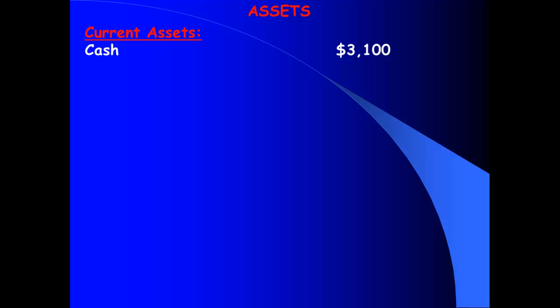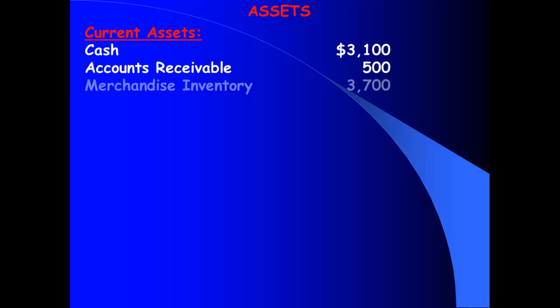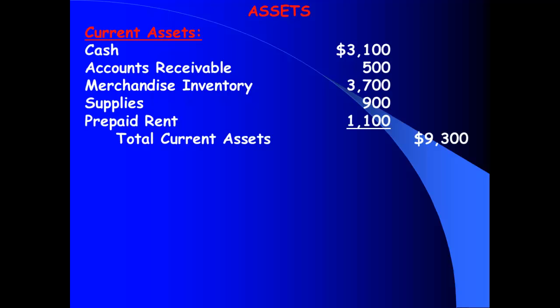Cash, CRISP, C-R, what comes after R? Receivables. Now in our case, we just had accounts receivable, but we could have interest receivable. We could have notes receivable. C-R-I, inventory. C-R-I-S stands for what? Supplies. And CRISP stands for prepaids. So we're going to list those items, add them all up to get a total for my current assets.